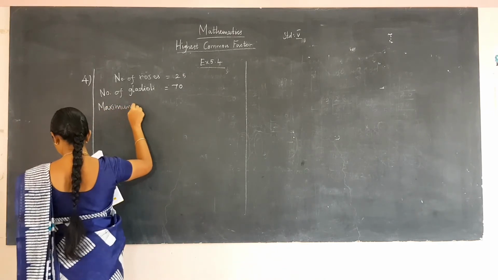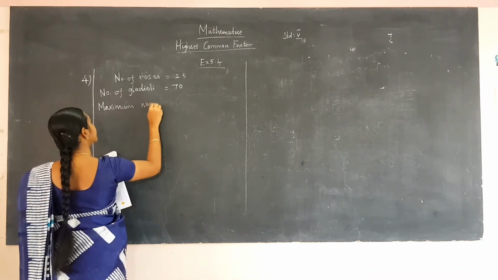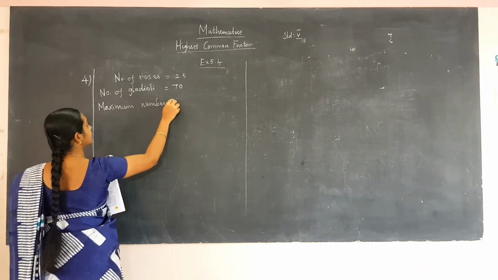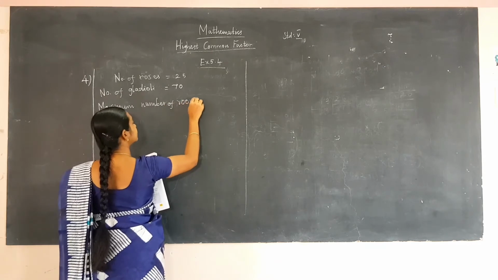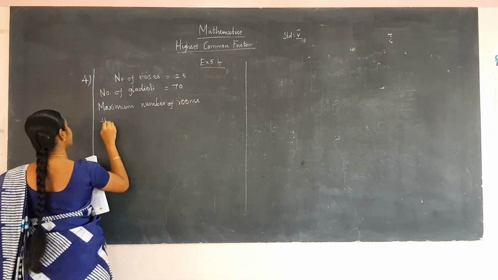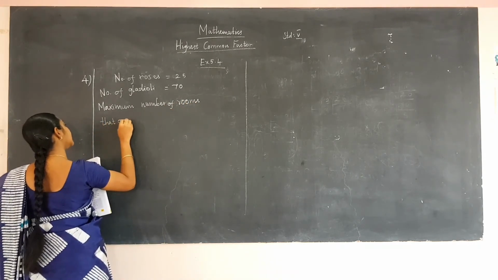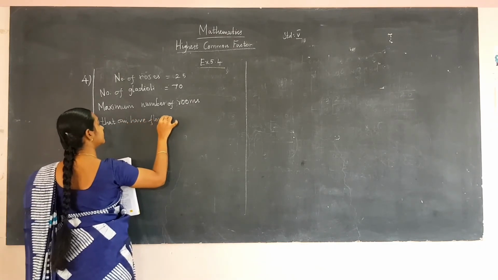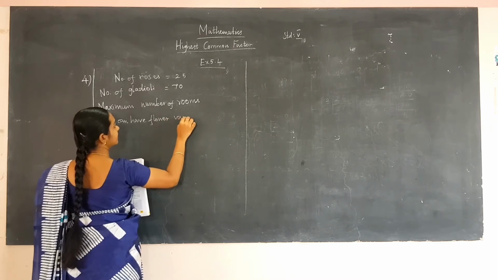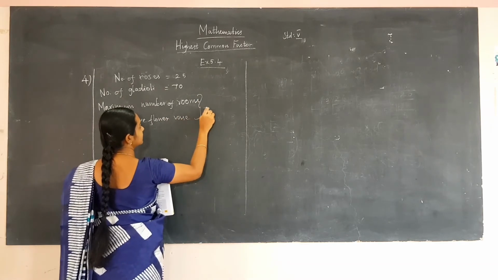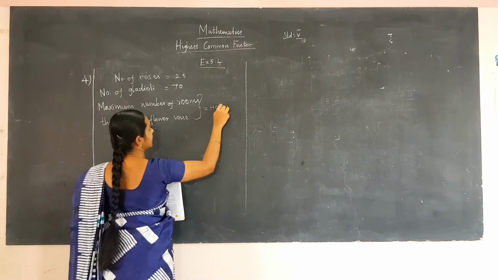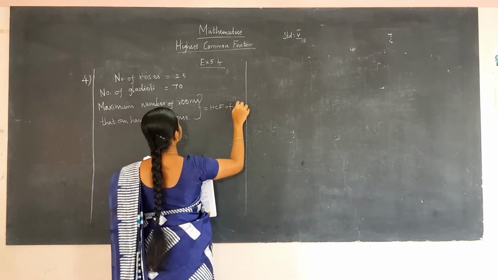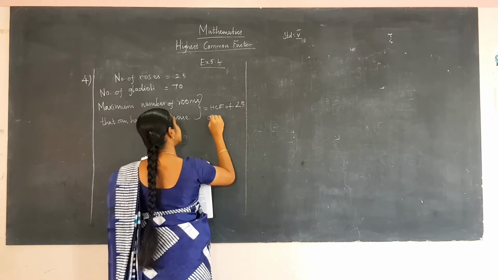Maximum number of rooms that can have a flower vase equal to HCF of 25 and 70.